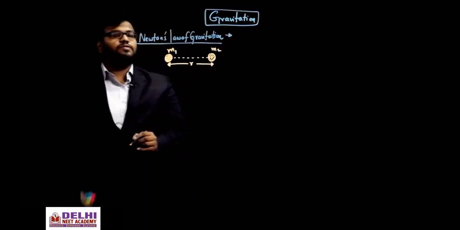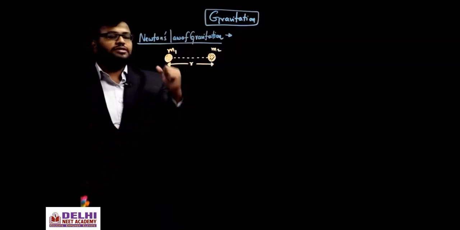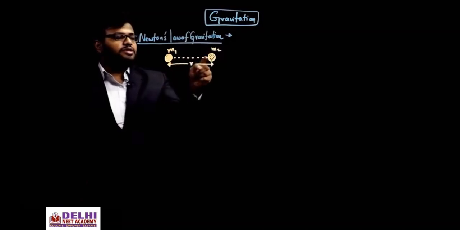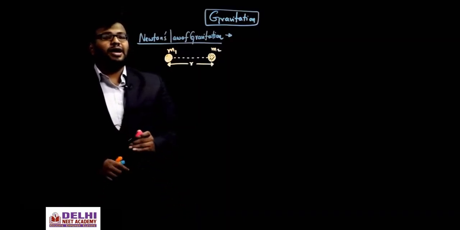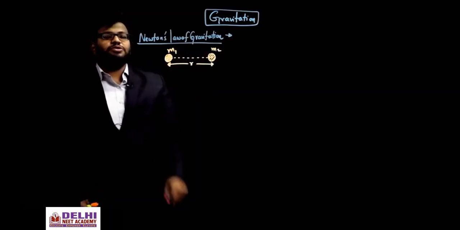So what is Newton's law of gravitation? It tells that every particle in nature will try to attract the other particle. So this particle will exert some force on this, as a result of which it will get attracted. Similarly, this particle also will exert some force on this, so this will also get attracted. Newton's law of gravitation gave the magnitude for the force between the two masses.